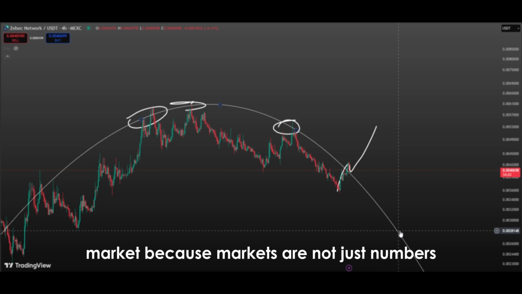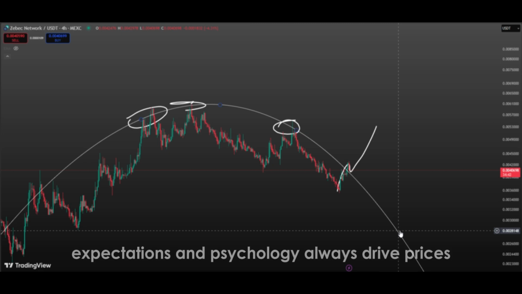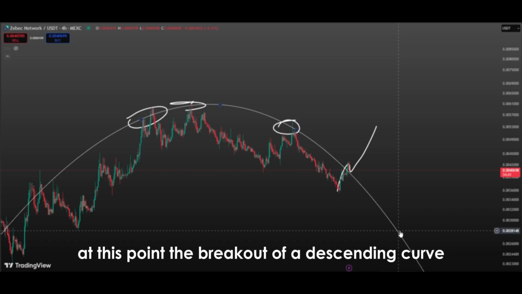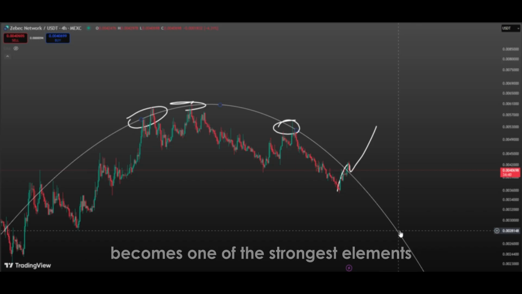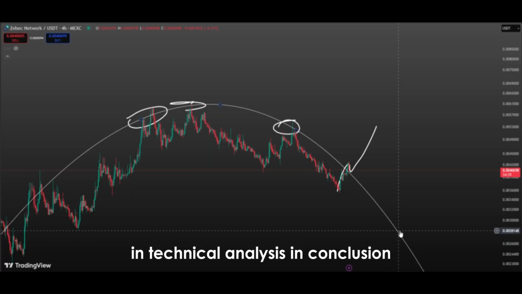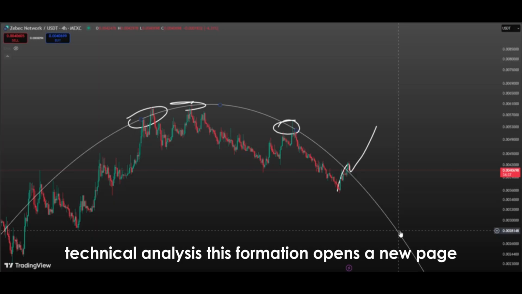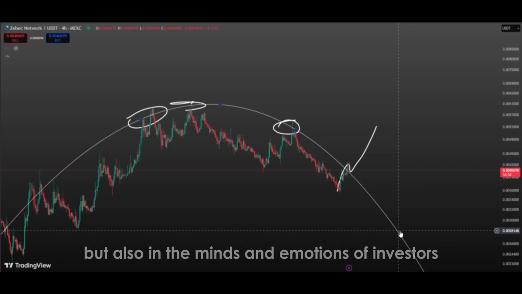Because markets are not just numbers. Emotions, expectations, and psychology always drive prices. At this point, the breakout of a descending curve combined with a retest becomes one of the strongest elements in technical analysis. In conclusion, breaking a descending curve followed by a retest is one of the most reliable indicators of a trend reversal in technical analysis. This formation opens a new page not only on the chart, but also in the minds and emotions of investors.